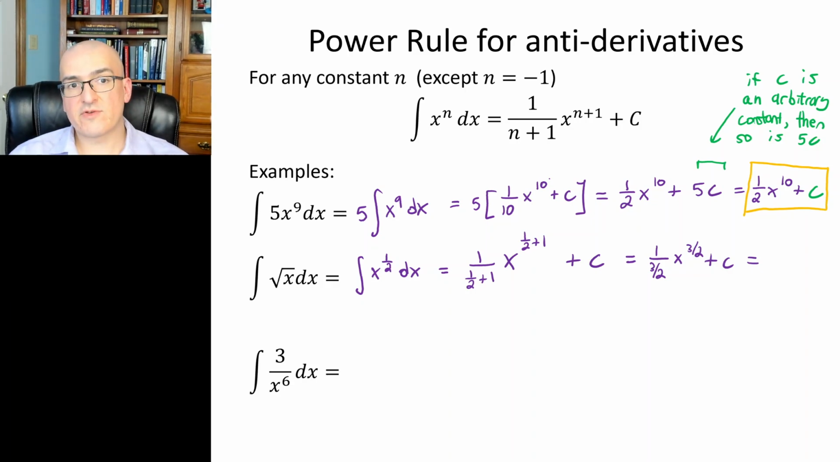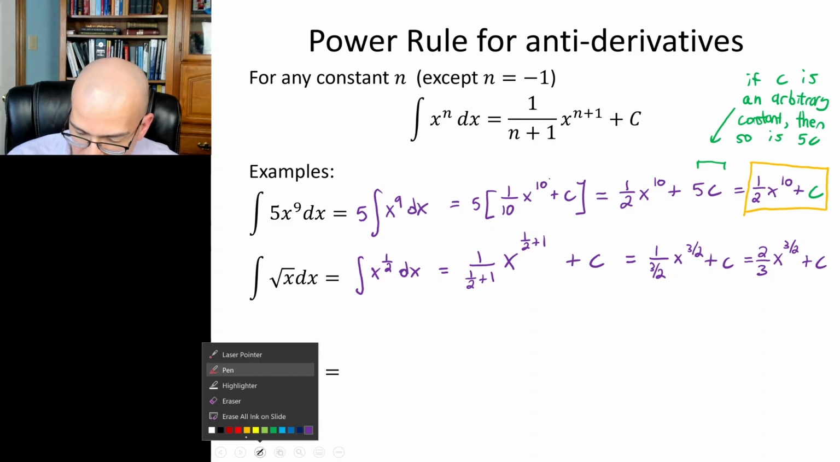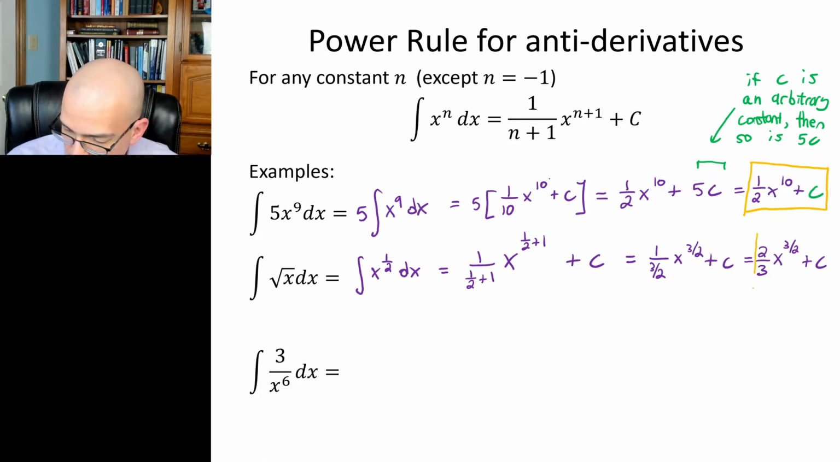And then if you divide by a fraction, so 1 over 3 over 2, that's the same as multiplying by the reciprocal. So it's 2/3 x to the 3 over 2 plus c. Now that last one we just did may make you uncomfortable because of all the fraction work.